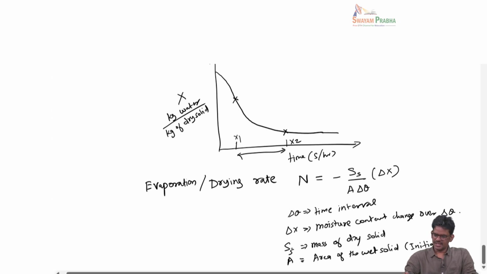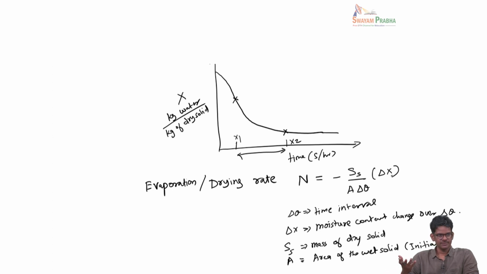So you can see this S times delta x. What is that? What is S times delta x here? How much amount of water? What happened to water? Evaporate. So this basically tells you S times delta x tells you the total mass of water that got evaporated over a period of time delta theta.